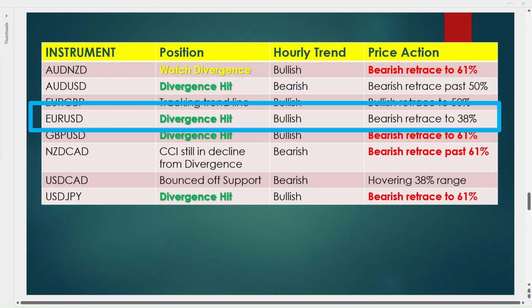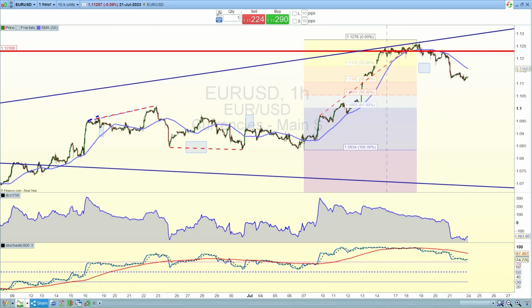And for the Euro US, we've got a bounce down from this key resistance area, and it's retraced back down to this 38% Fibonacci retracement from that range there. You'll notice also that it hit our target in terms of the divergence. The CCI is still declining. You can see that it's overbought, and the stochastic has also turned down. So both those indicators are still in decline.